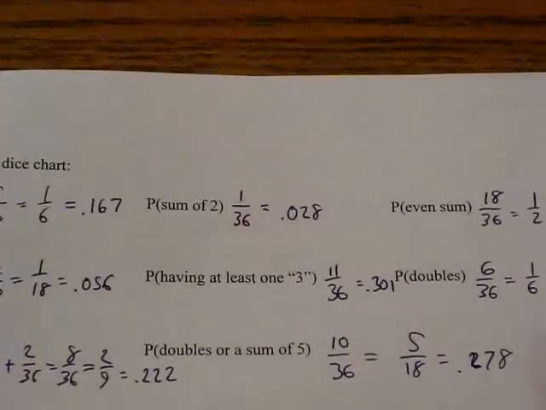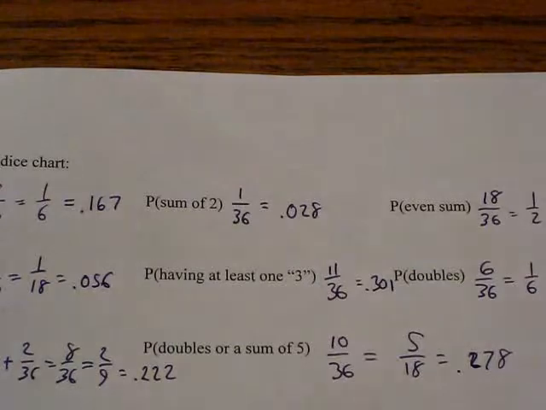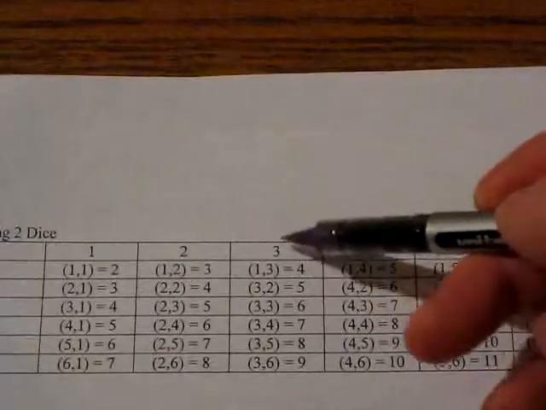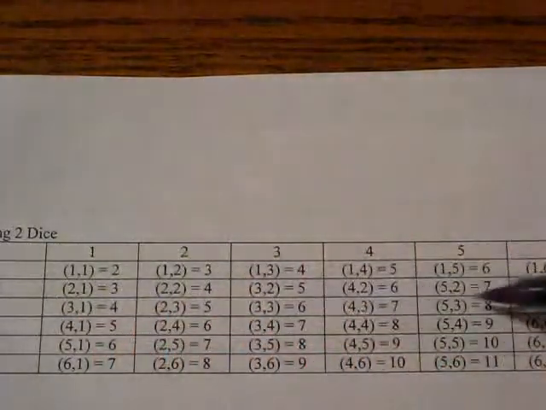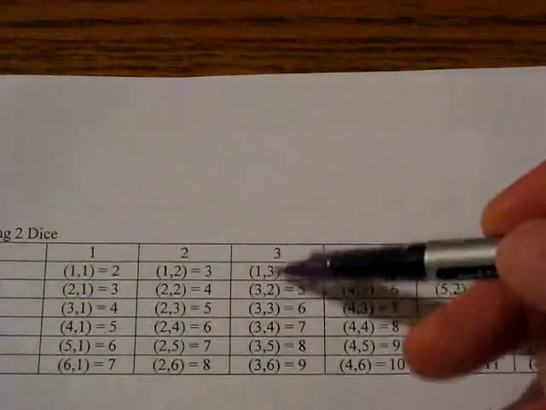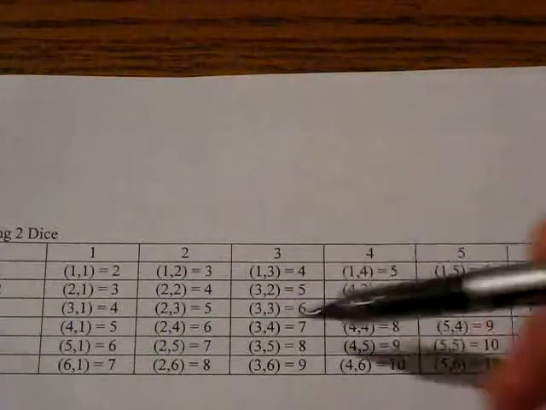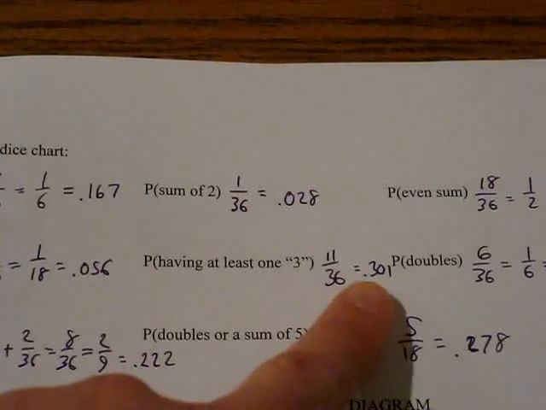Okay, having at least one 3. Now, what's interesting about that is you should look at all the numbers that have 3s in them. I'll notice that this whole column has at least one 3, and this whole row has a 3 in it. So we have a total of 6 and 6, but we're going to subtract the overlap, so we have a total of 11. So there's my 11 out of 36, which is not reducible, about 30%, 301 thousandths.